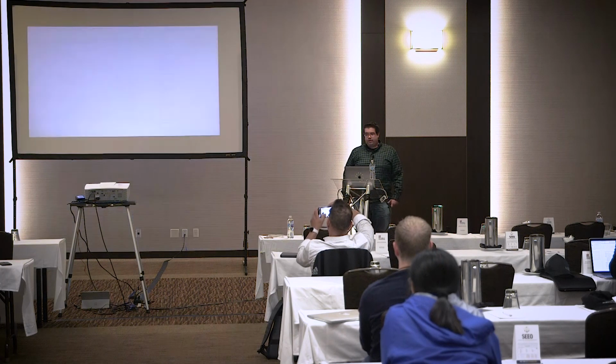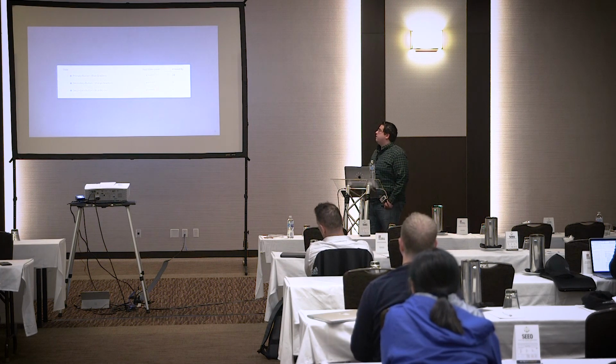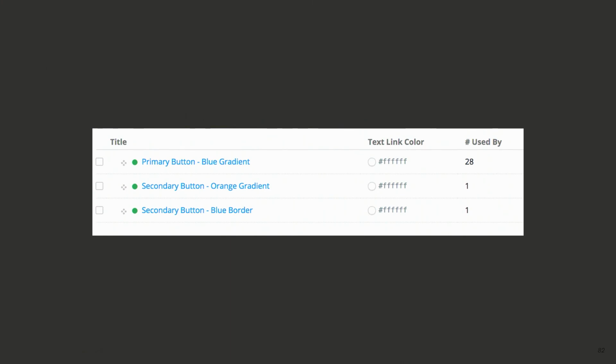We took it one step further. On the actual listing page, we have a column dedicated to indicating where or how many times a gradient or a color scheme is being used. So that one is being used 28 times. Again, the marketing team will want to take caution before doing anything drastic to it.